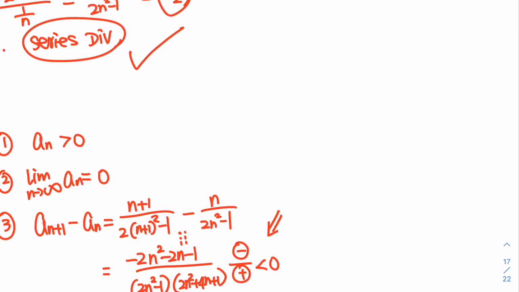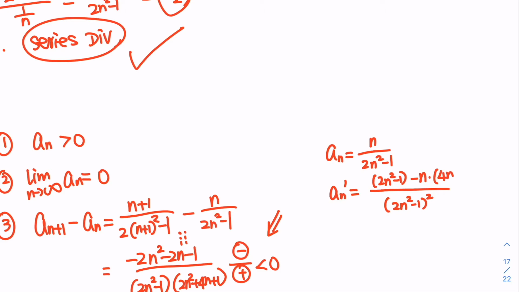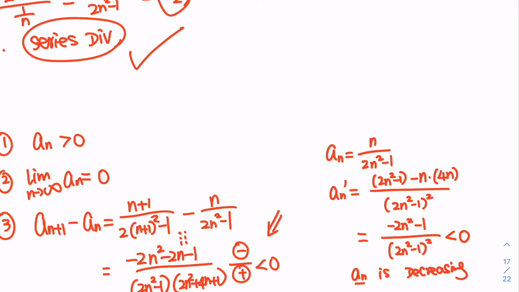The algebra here is very tedious, so we can use another way to prove it's decreasing. We can use the derivative. We treat a_n as a function of n and take the derivative using the quotient rule, minus n times 4n, which gives us negative (2n² plus 1) over (2n² minus 1) squared. And we can easily tell it is decreasing. So a_n prime, the derivative, is less than 0, so a_n is also decreasing. This way is much easier.